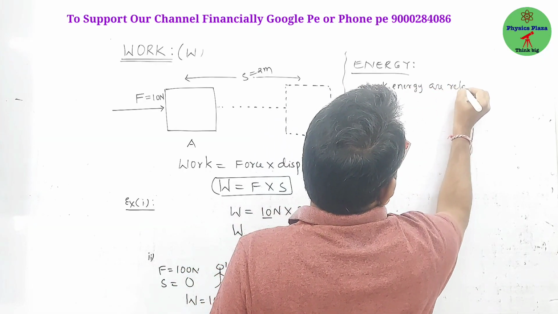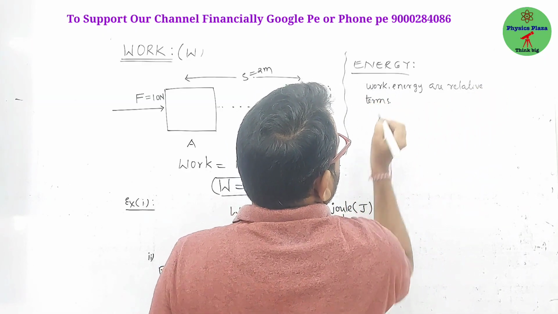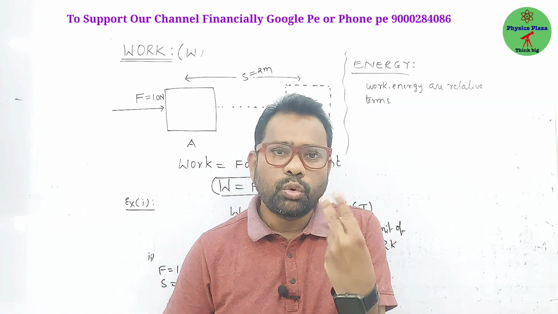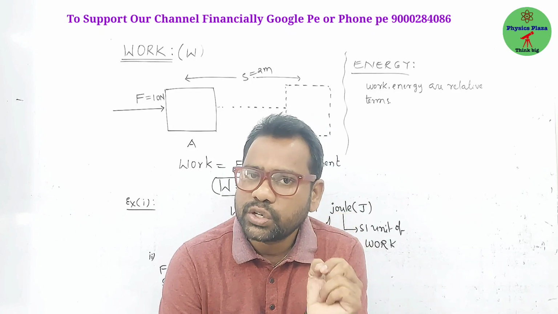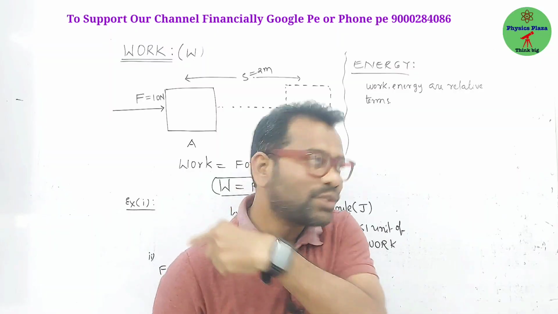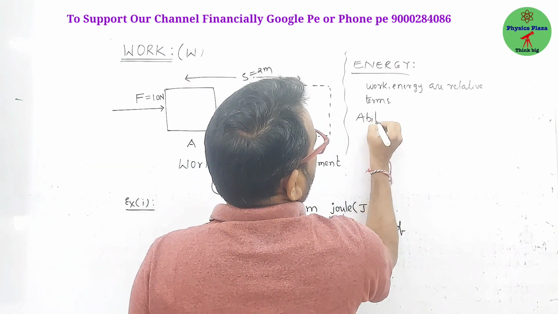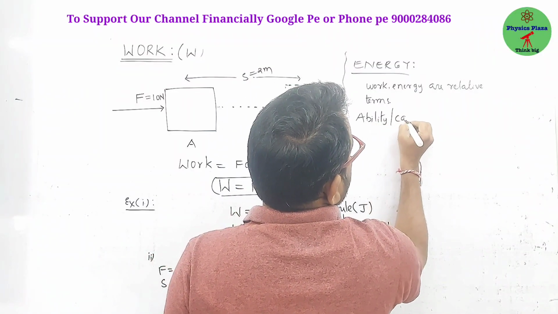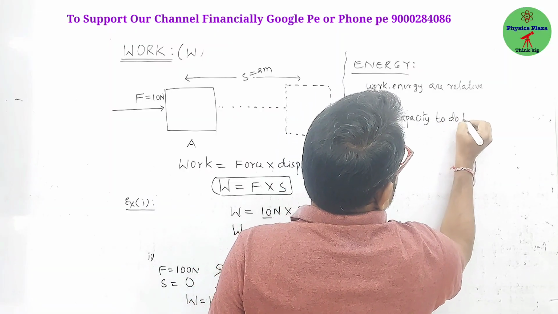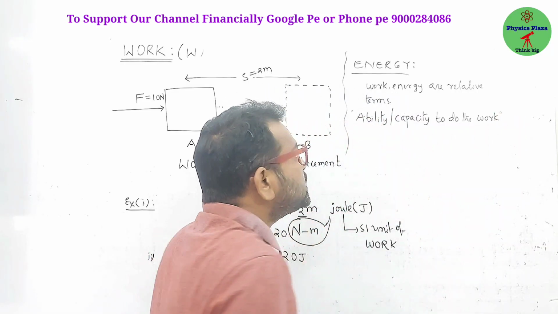are relative terms. Relative terms, children. Means, as I told you, if you have more energy, we are able to do more work. Less energy, less work. It is nothing but the capacity to do the work. So the ability or capacity to do the work is called energy. Then you may wonder, sir, what are the units for energy?